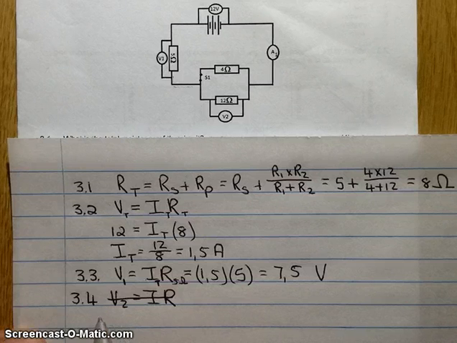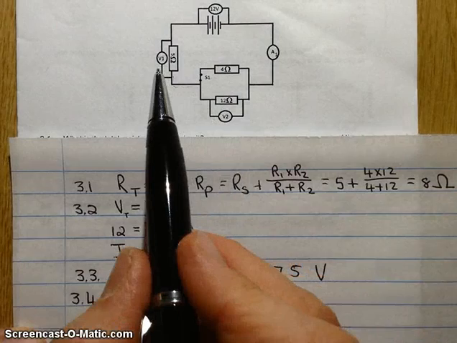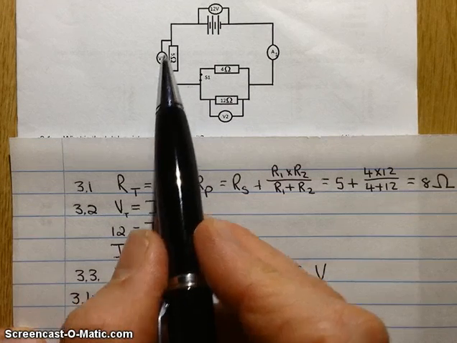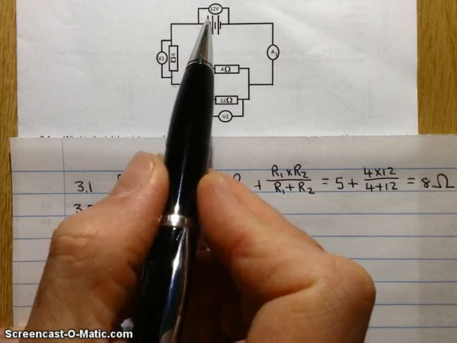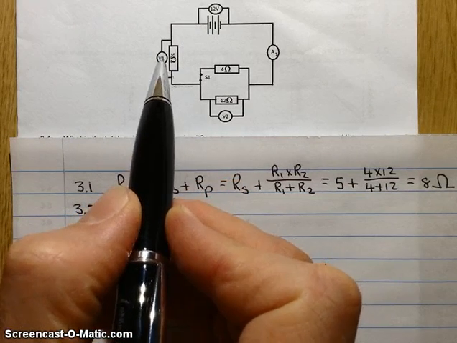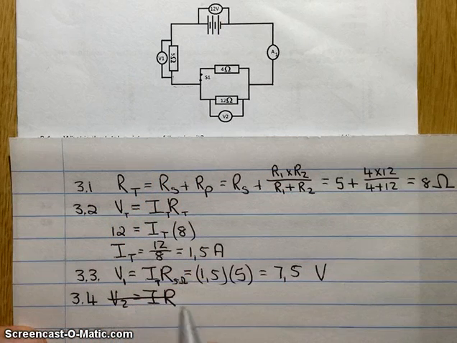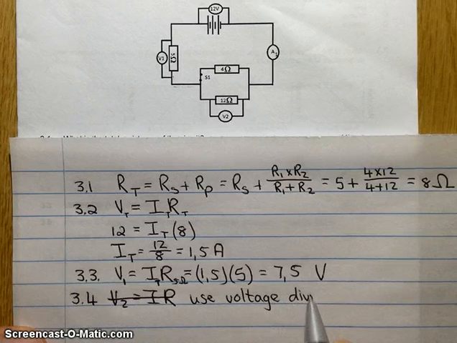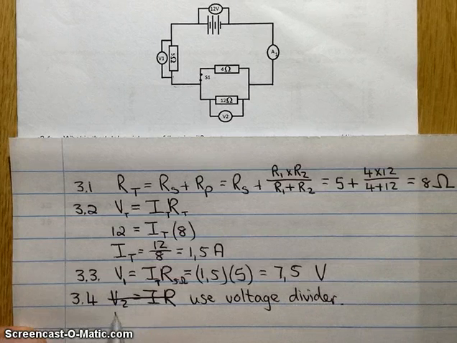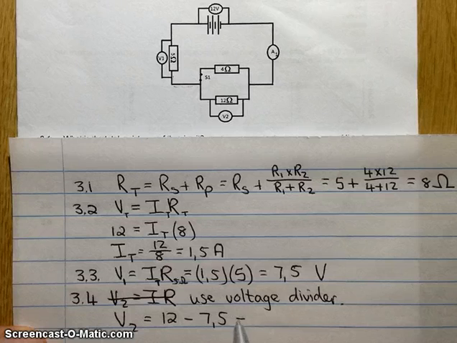Now the question is here to calculate V2, which is one of your parallel branches. Now if we have the voltage over the 5 ohm resistor, we can use the voltage divider principle, which says that 12 volt must split up between the voltage of the series resistor and the voltage over the parallel resistance. So we will use the voltage divider, and that will then be that V2 equals 12 minus 7,5 equals 4,5 volt.